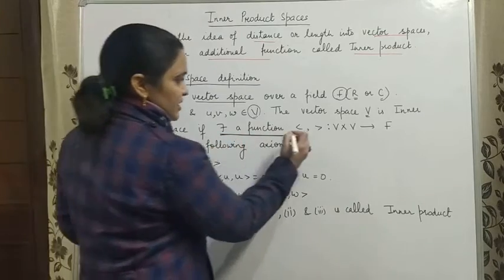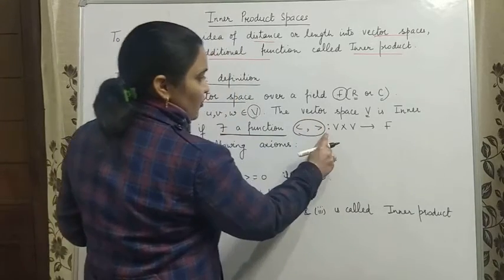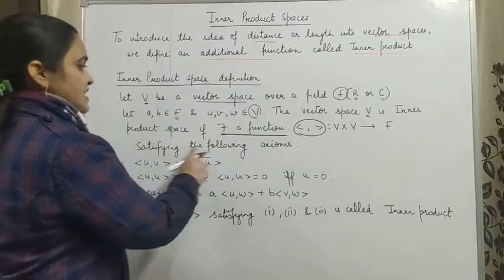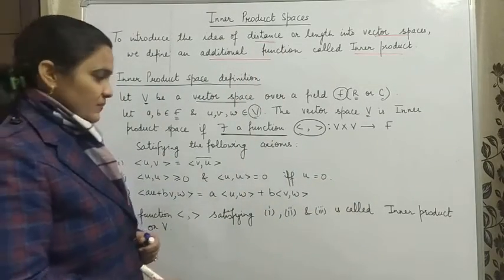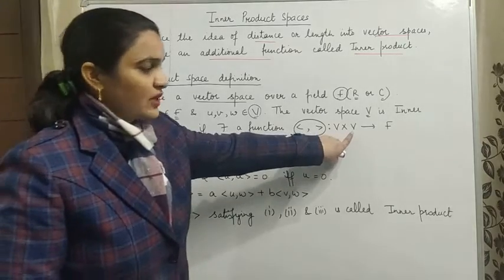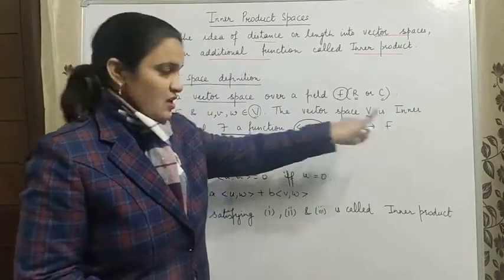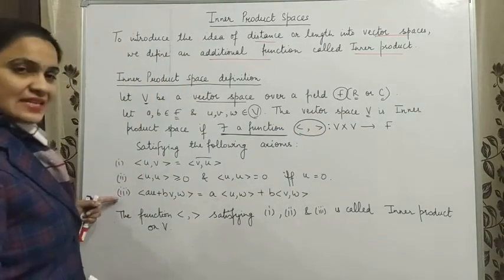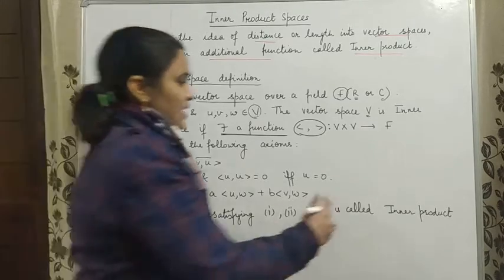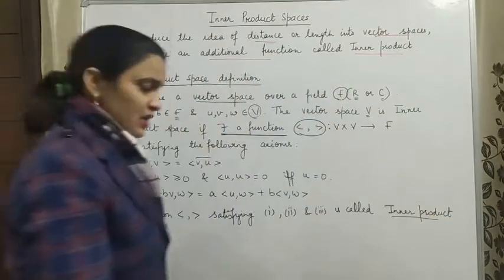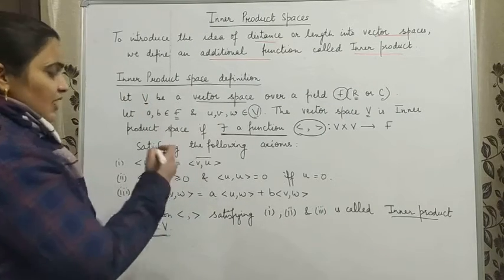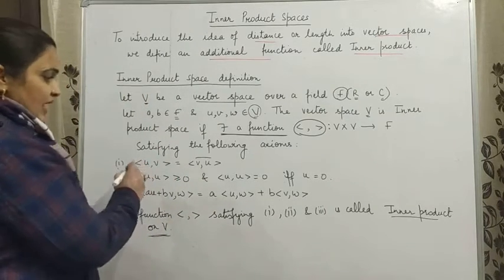Which type of function? This is a function from V cross V to F, satisfying the following axioms. So आपके पास अगर कोई फंक्शन V क्रॉस V से F तक जाता है और ये तीन एक्सियम सेटिस्फाई करता है, तो उस फंक्शन को हमने इनर प्रोडक्ट का नाम दिया, which is defined on vector space. So let us now study the three axioms.